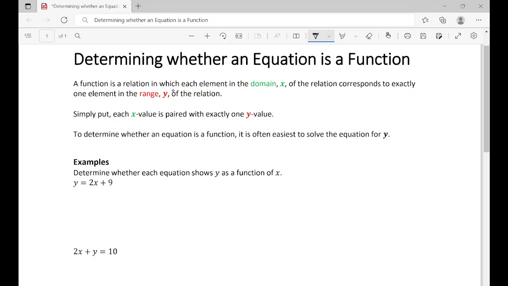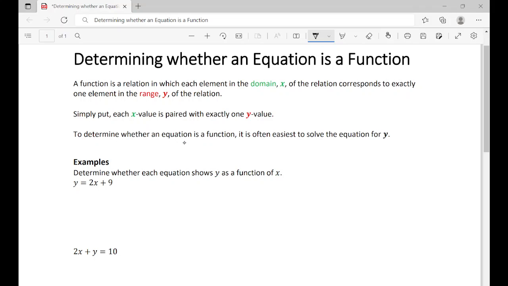A function is a relation in which each element of the domain x of the relation corresponds to exactly one element in the range y of the relation. What does that all mean? It simply means that each x value is paired with exactly one y value and only one y value.